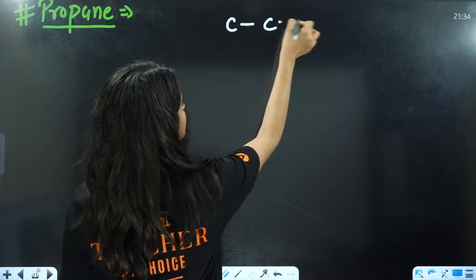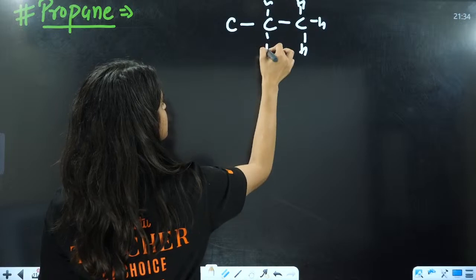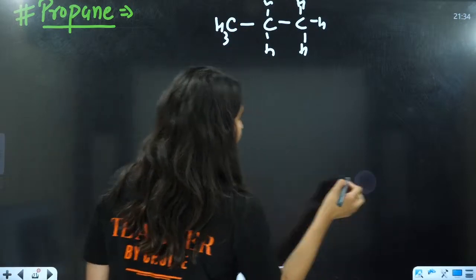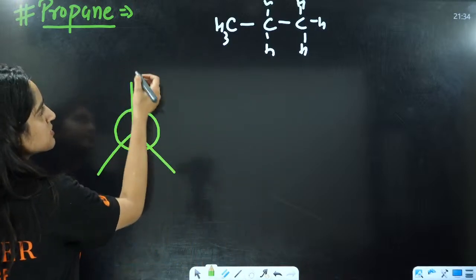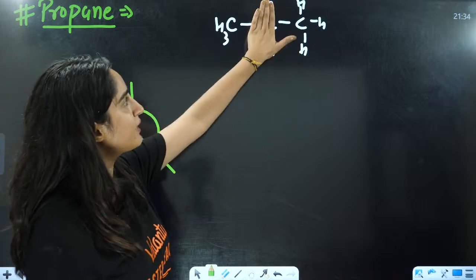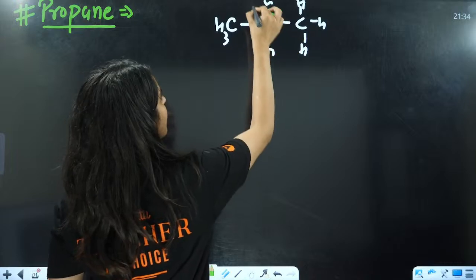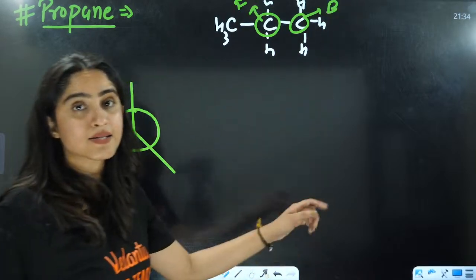Propane is nothing but this one. This is H, this is H, this is H, this is H, this is H, and this is CH3. So let us draw it. Firstly, you draw this BMW sign here. This is my front carbon, and this is my back side carbon.